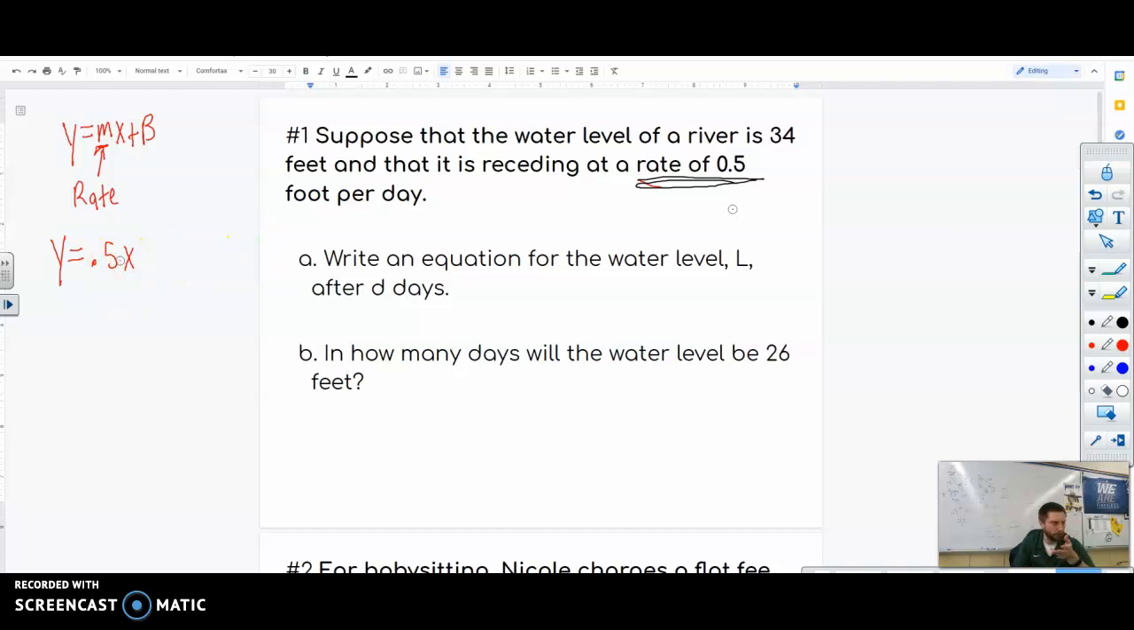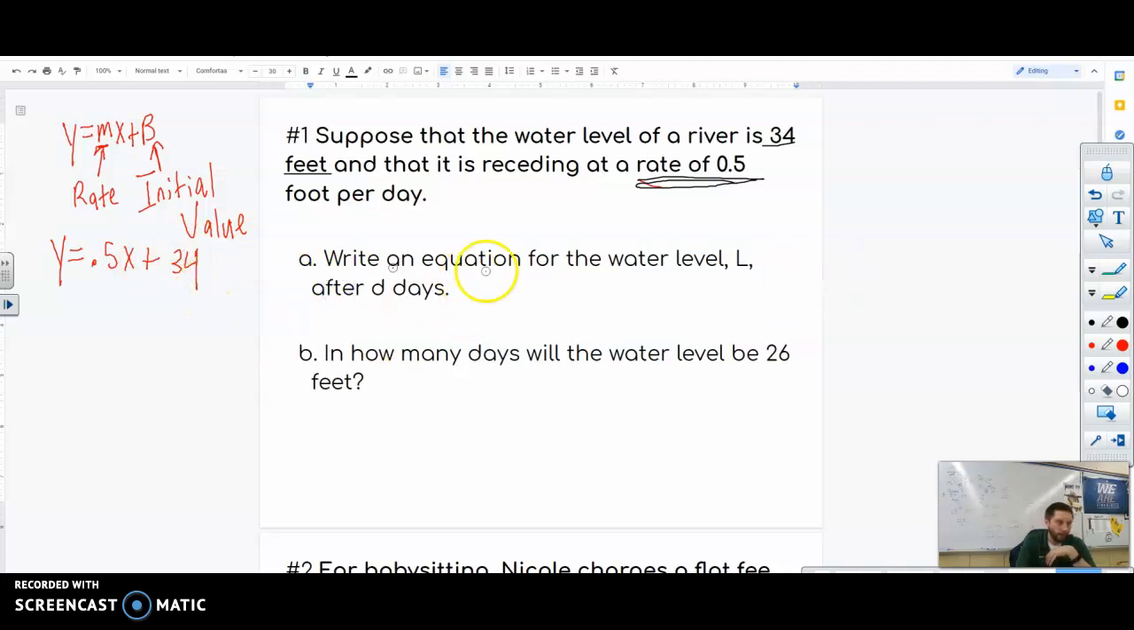Okay, so then what is this b value? You probably already know what number it is. It's 34 feet. But what does it represent? A lot of times we call this b value the initial value, because we know it's the y-intercept on the graph. But in a word problem, it's the initial value, or I like to say the starting point. What is the starting point of this problem? My starting point is 34 feet. When I'm looking at this river, it's starting at 34 feet. And so my final equation here would be y equals 0.5x plus 34.